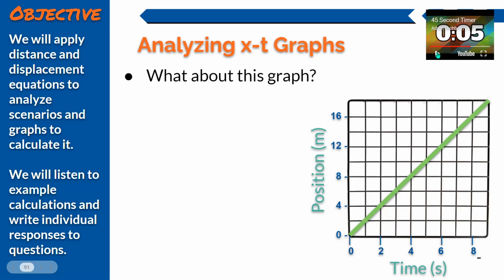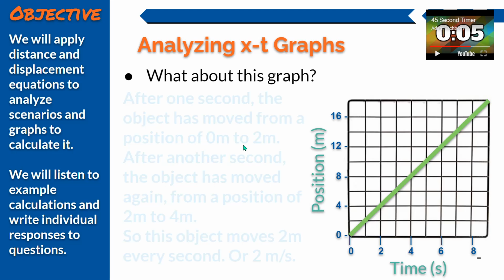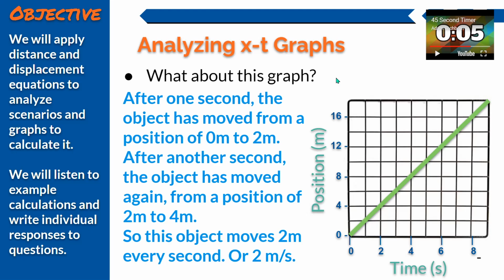All right, so what did you guys say, Ainsley? Yeah, it's moving 2 meters every second. After 1 second, it's at 2. After 2 seconds, it's at 4. After 3 seconds, it's at 6. Okay, and so you can tell that this object is moving with a constant speed of 2 meters per second based on this graph. Okay, so again, if you see a straight line like this one, it means that your object has a constant velocity.